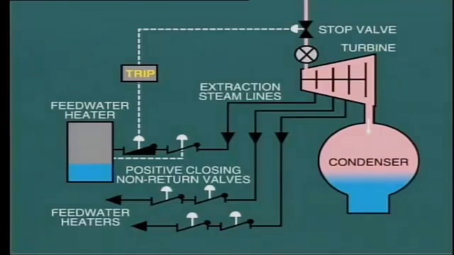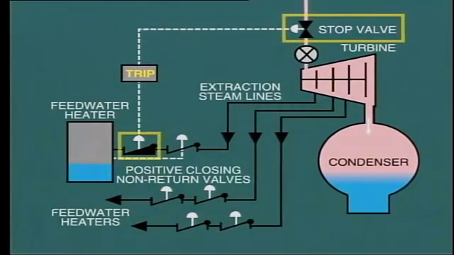You will remember that tripping the stop valve also actuates the positive closure of non-return valves on the extraction lines. This is necessary to prevent entrained steam being drawn back into the turbine and aggravating the overspeed condition.